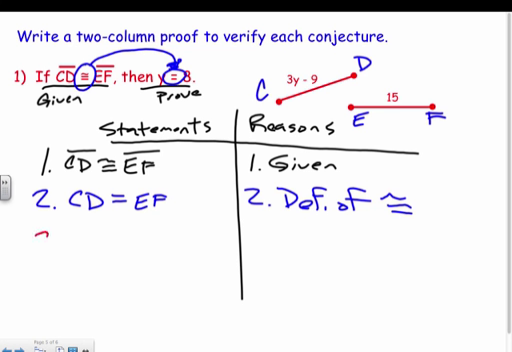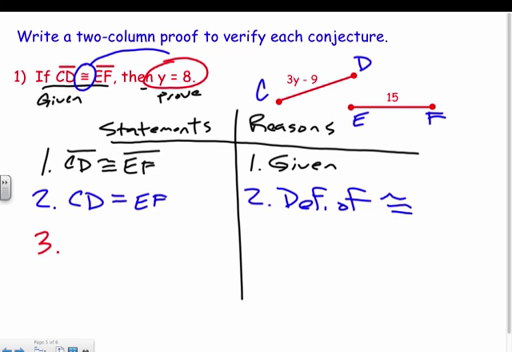All right, well, for 3, somehow I got to bring this variable y into play, right? Because I'm trying to prove this y equals 8 at the end. Well, let's use our picture over here. So CD is equal to EF. Well, can I set these two equal? 3y minus 9 and 15. So that's what I'm going to do.